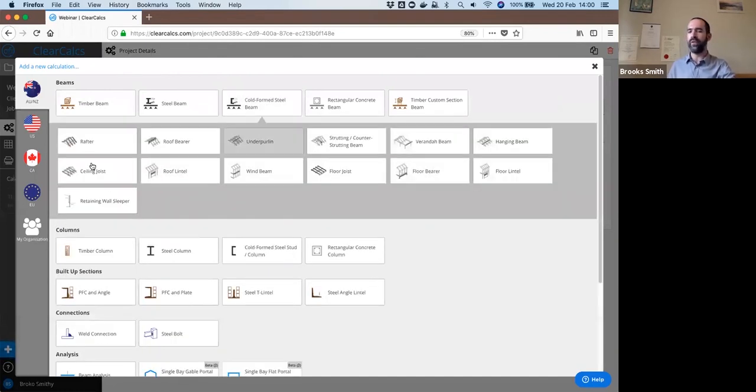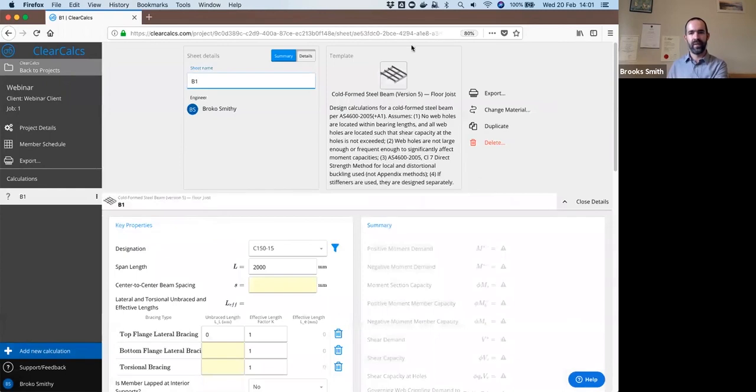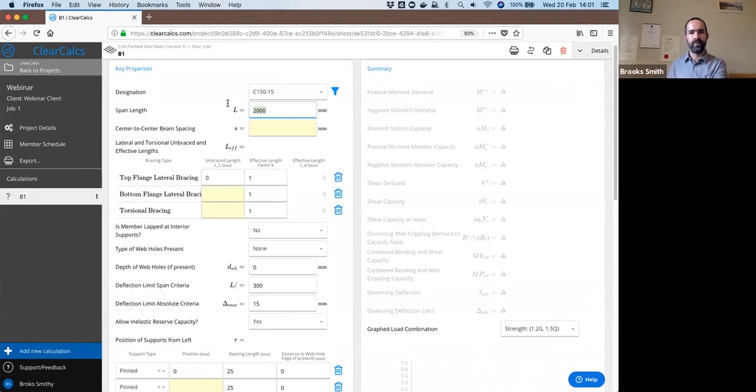We have a number of choices for different types of cold formed steel beams. These just give you different default loads and default support conditions and default restraints, depending upon exactly the type of beam being used here. We said this was a floor system, so I'll select floor joist in this case. So that'll open up our design sheet here. We said that the total length is 3 meters or 3,000 millimeters.